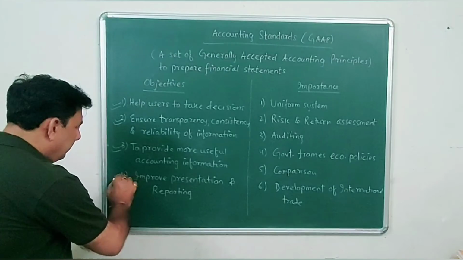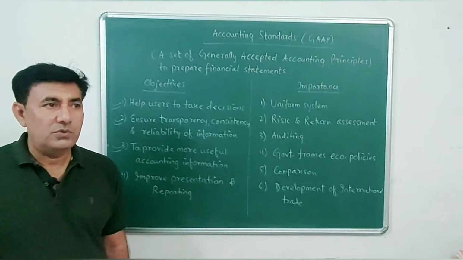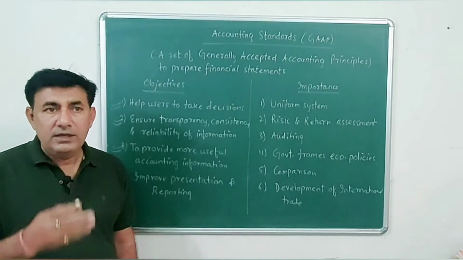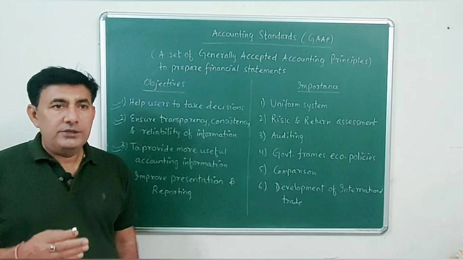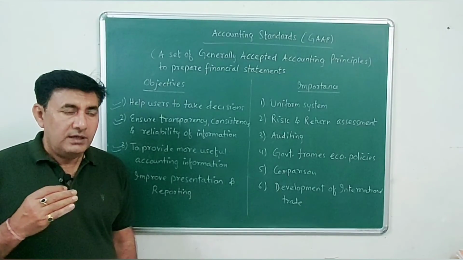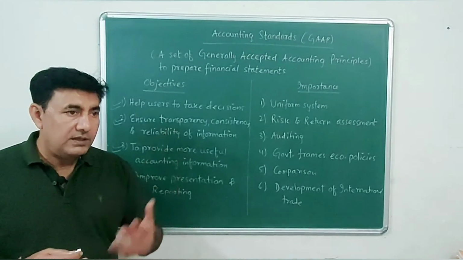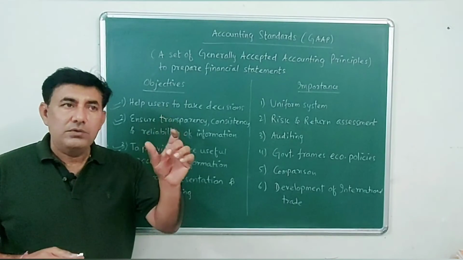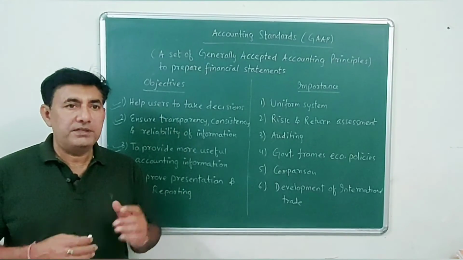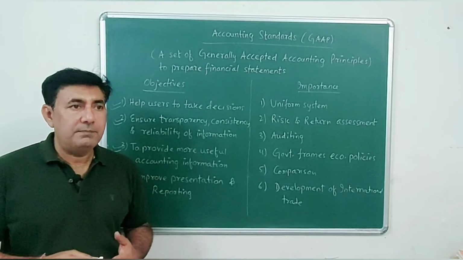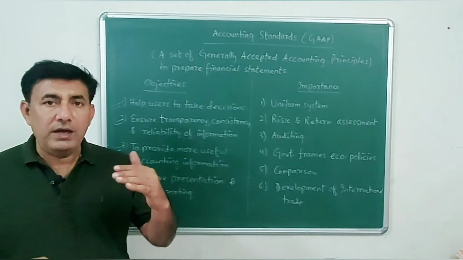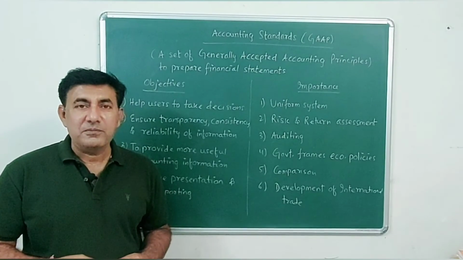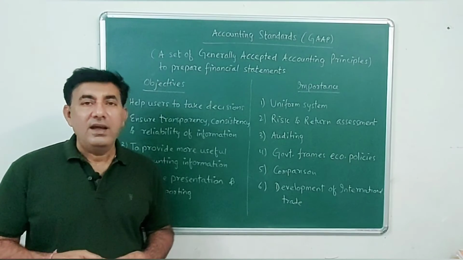Then comes improving presentation and reporting. The management accountant, whenever he reports, should report in a systematic way, properly. He should present his results and his assessment correctly. Whatever net results he has calculated should be presented to the management in a systematic, proper way. So presentation and reporting are very important. For example, in your examination, if you are unable to present your answers properly, the examiner is not going to give you marks. So your presentation should be very neat, clean and clear.